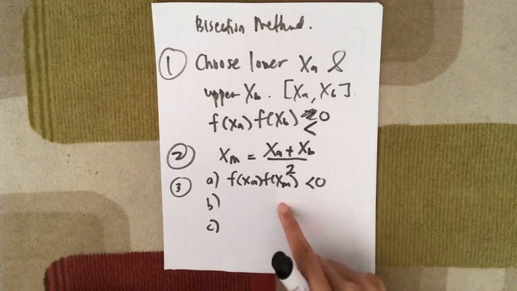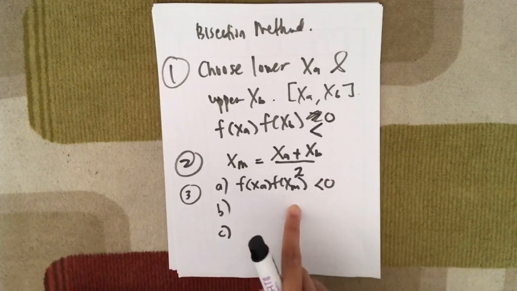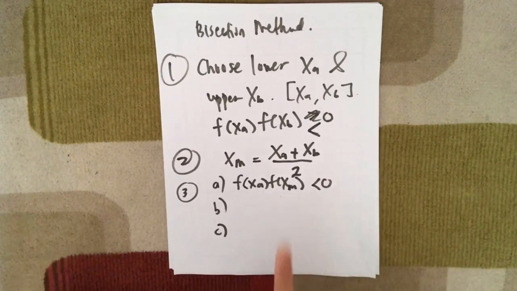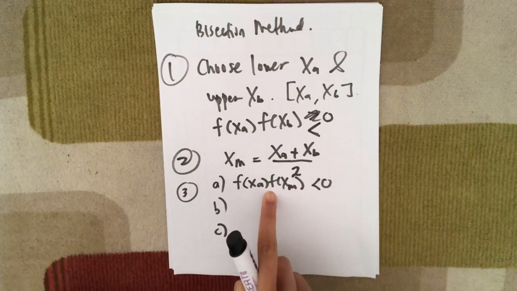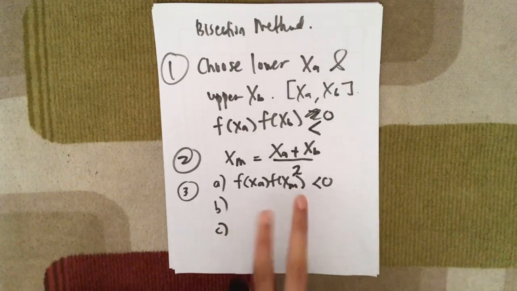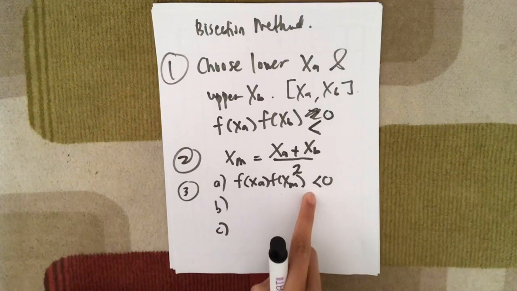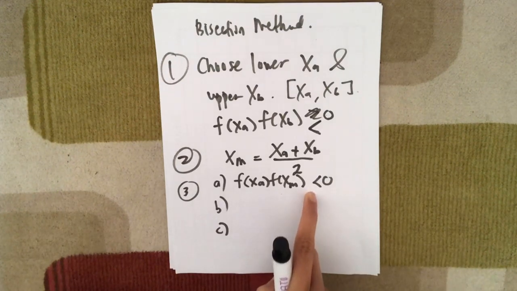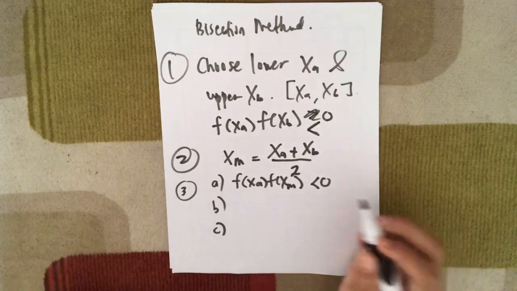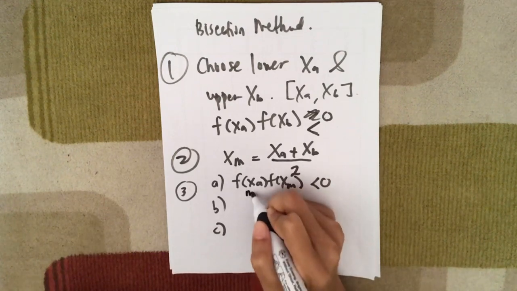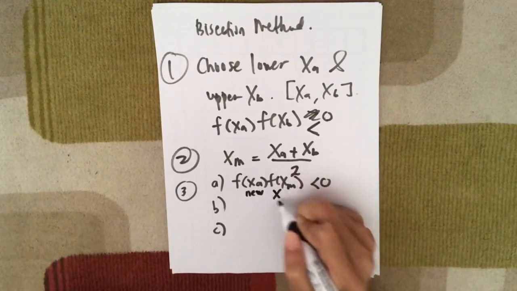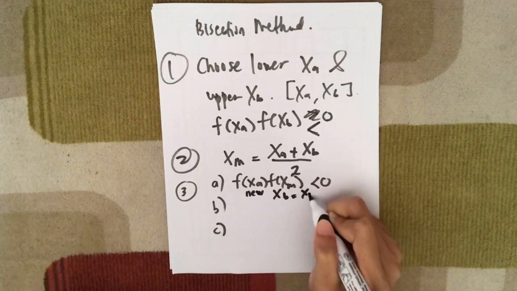Kalau you careless, you will affect this. Okay, you akan effect this one kalau you salah XM. Okay, so after you get your XM, substitute into F, so then you will get the value. So these two values you multiply and then you check whether it is less than or greater than 0. If it's less than 0, means that your new XB will be equal to XM.